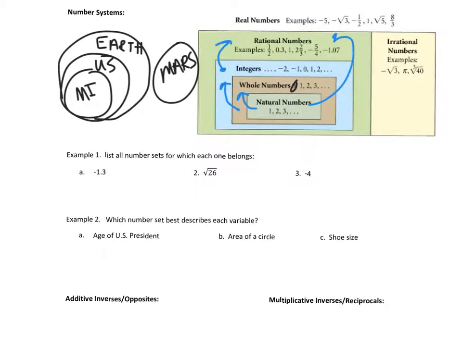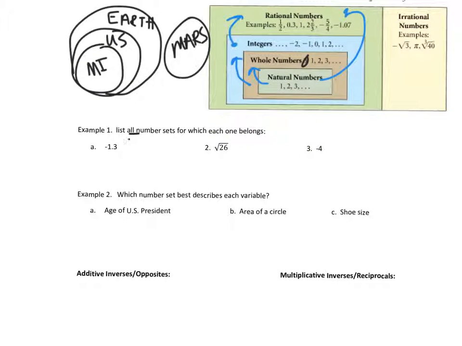So example 1, list all the number sets. You want to start with the most specific number set. So this is not a natural number. It's not a whole number. It's not an integer because it has a decimal with it. It's a rational number. So if it's a rational number, it's automatically a real number as well.